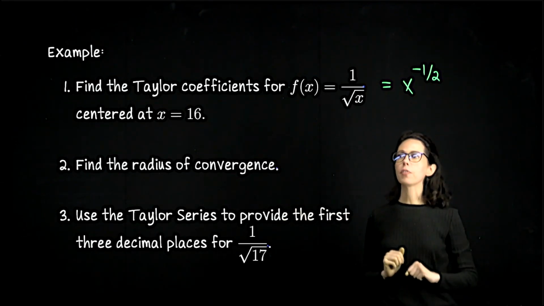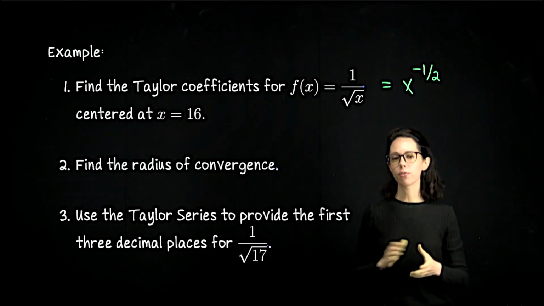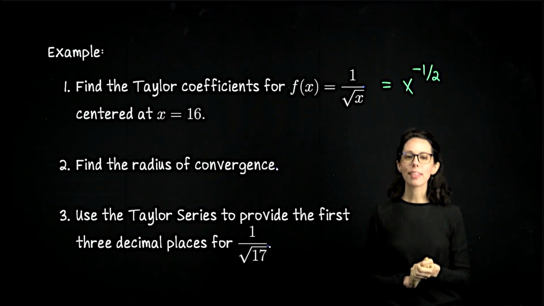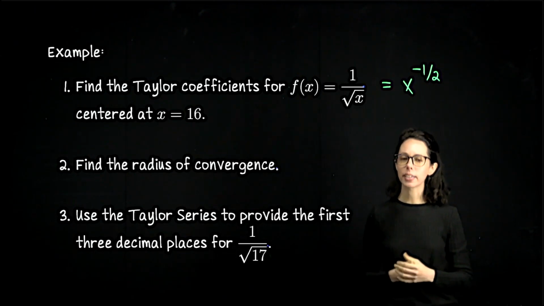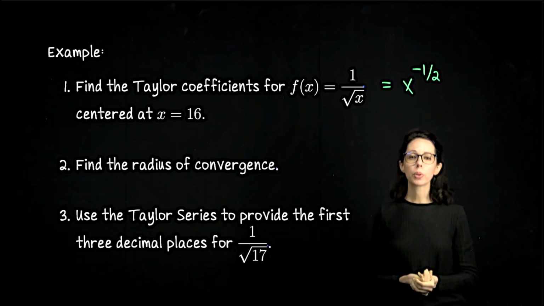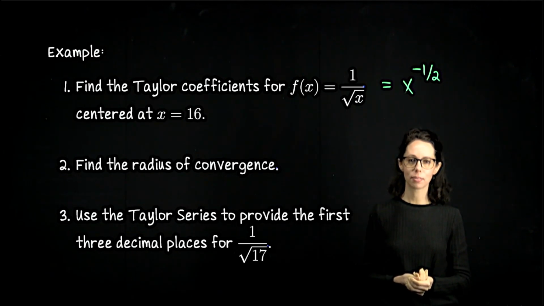We will find those Taylor coefficients. We will find the radius of convergence. I will use this alternative form of the ratio test that we just talked about, but you can also use the regular ratio test for that. And then we will wrap up by applying our Taylor series computation in order to get some information out of it. So we will use our Taylor series to estimate the value of 1 over the square root of 17.